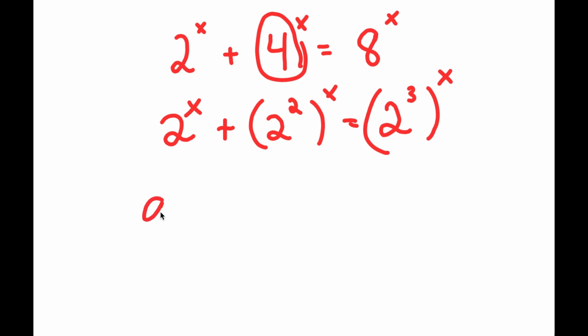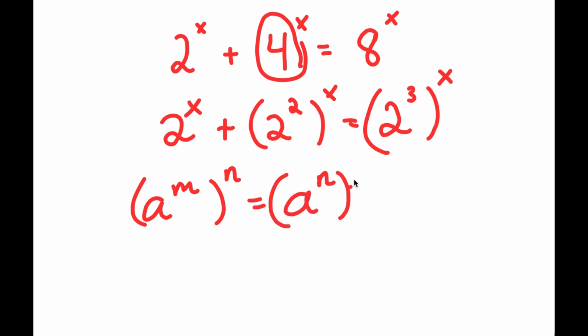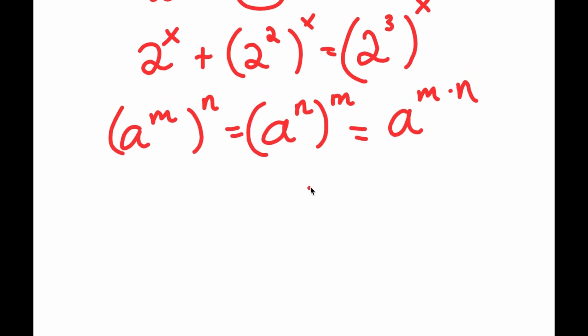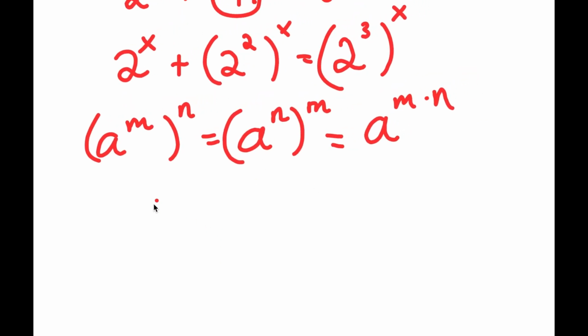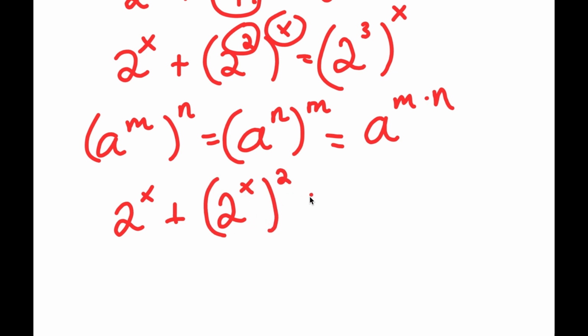Now, if I have something in the form a to the power of m to the power of n, this is equal to a to the power of n to the power of m. And this is also equal to a to the power of m times n. So right here we have 2 to the power of 2 to the power of x, and I can switch 2 and x. So this is the same thing as 2 to the power of x to the power of 2. And 2 to the power of 3 to the power of x, I can switch x and 3. So this is going to equal 2 to the power of x to the power of 3.